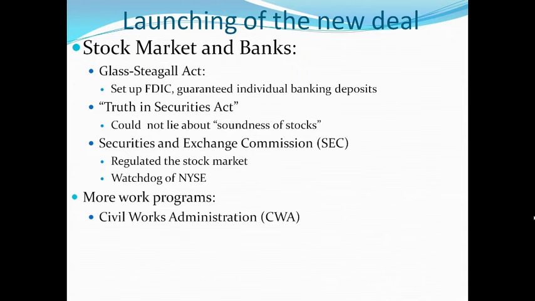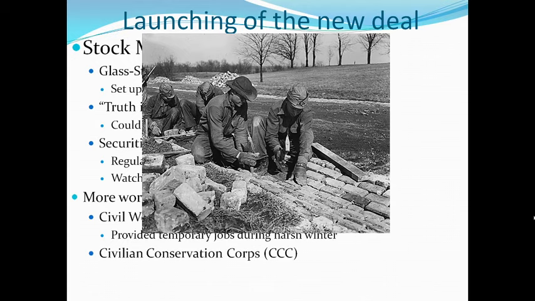And we have more work programs that kind of fit in with the alphabet soup agencies. We have the CWA, which stands for the Civil Works Administration, and they provided temporary jobs during harsh winter. So again, following the trend of all of these alphabet soup agencies, they really provide relief and provide more jobs to people. Then we have the CCC, or the Civilian Conservation Corps.